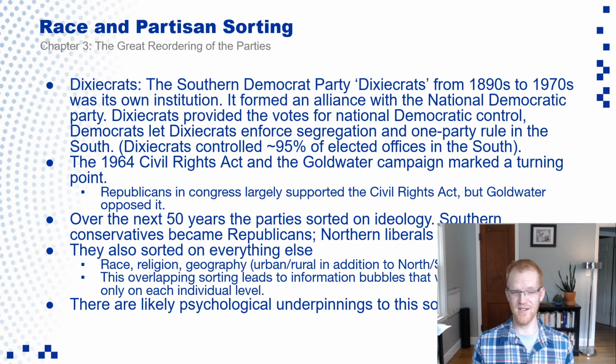Over the next 50 years, then the parties start sorting on ideology. So Southern conservatives, who used to be Democrats or Dixiecrats, become Republicans. Northern liberals, who used to be Republicans, become Democrats.